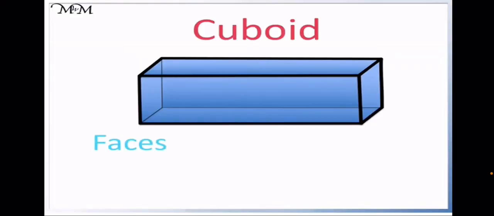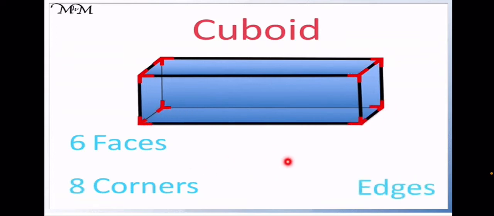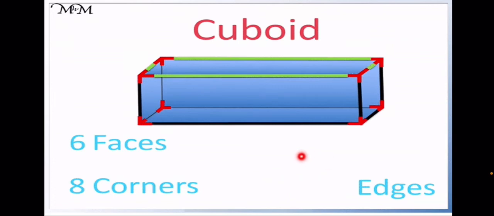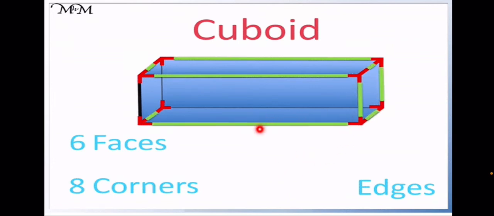So this is a cuboid. So you can see the faces. So there are 6 faces. Now you can see the corners 1, 2, 3, 4, 5, 6, 7 and 8. There are 8 corners and 12 edges. These are all the edges.